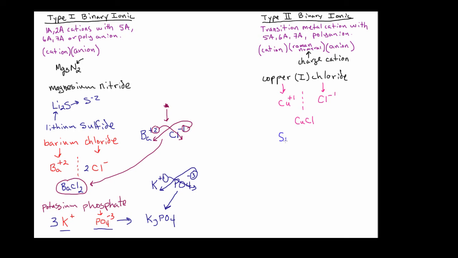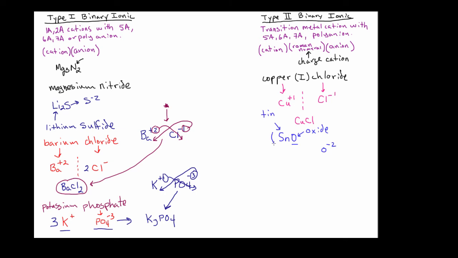So here's SnO. Now, Sn is tin. O is oxide. Now, how do we figure this out? Because the tin is a transition metal, therefore we don't know its charge. But we do know oxide. It's out of group 6A. And we know that it's O minus 2.